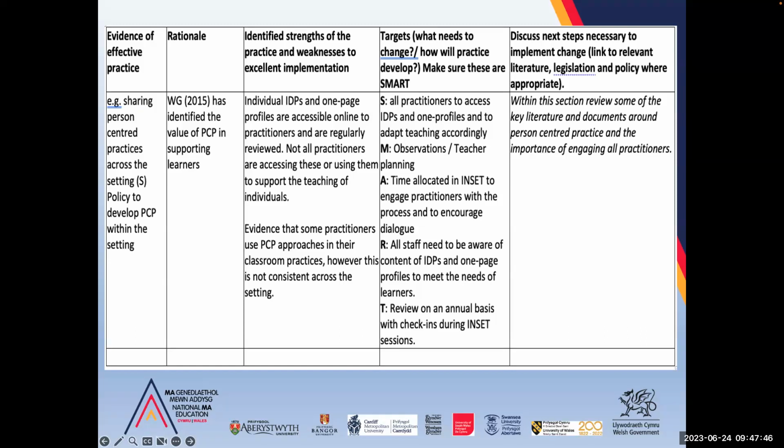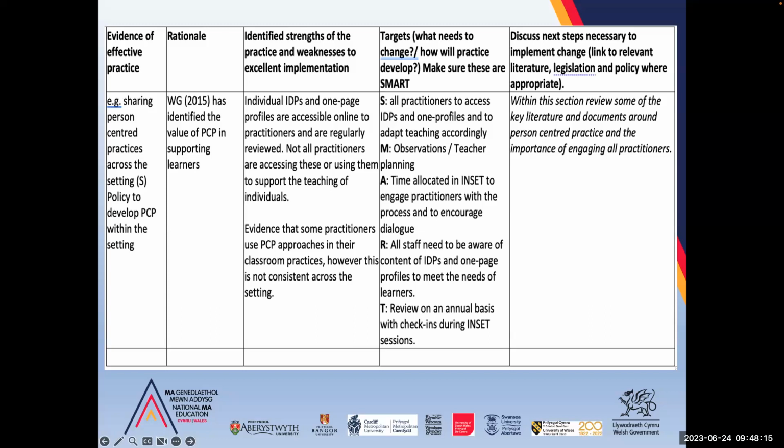Then is it achievable? So you might want to think that you've got time allocated in inset sessions to engage practitioners with the process and to encourage that dialogue. You might think that that would be beneficial as one allocated inset period after school, for example, and then that you review it throughout the year just to see how it's working, gain practitioner feedback, etc.